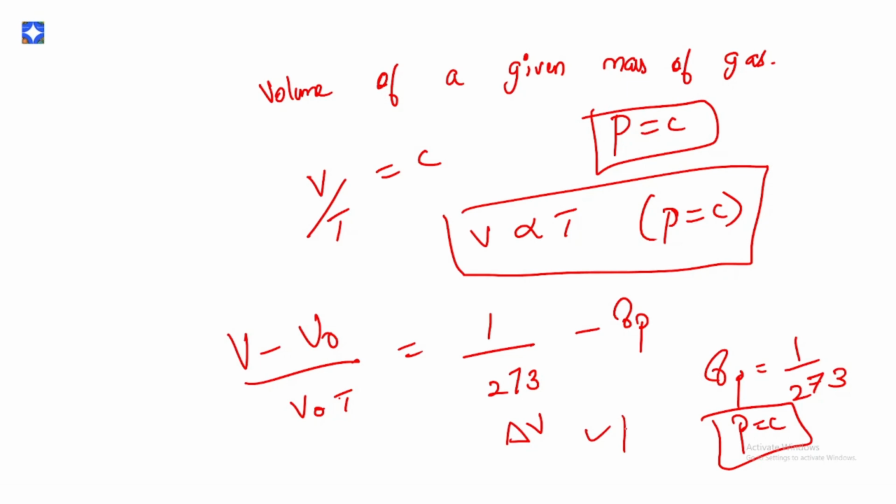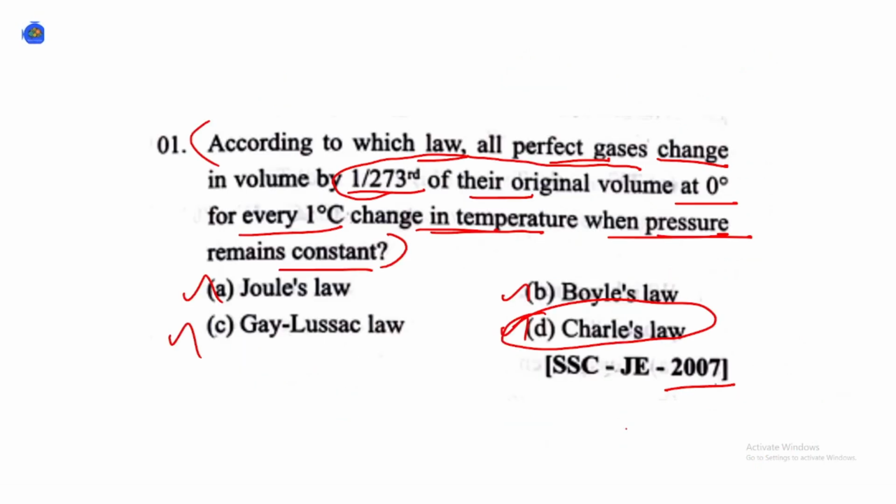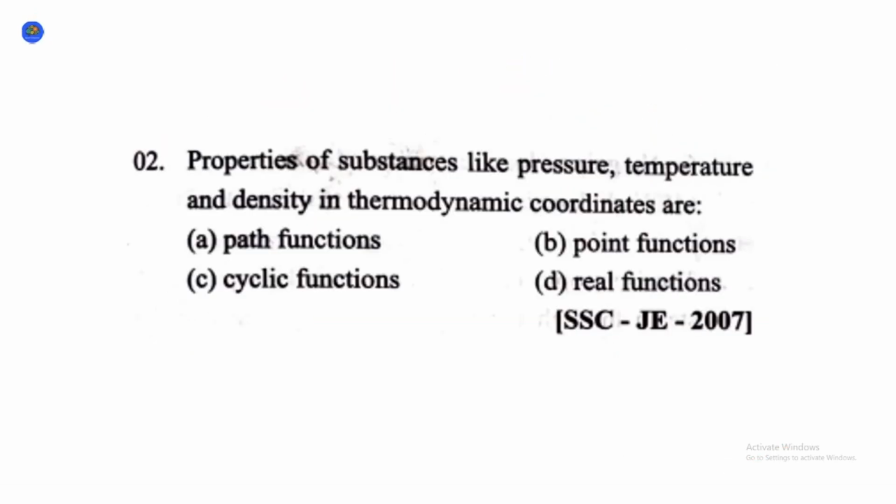That is the exact meaning by which they are asking this question. But in clear and simple terms, the volume varying directly with respect to temperature while keeping pressure constant is related to Charles' law. Okay, so let's get into the second question.